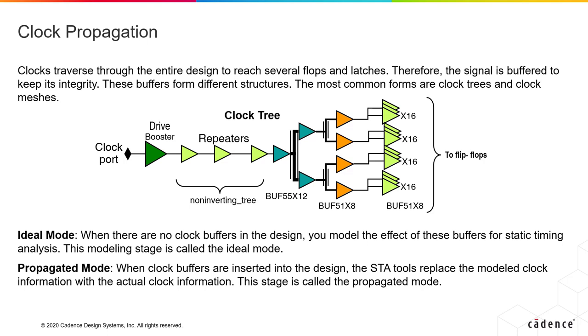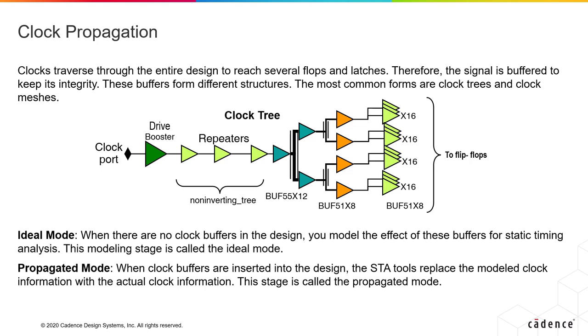The most common forms are known as clock trees or clock meshes, and so you would see different types of buffers along the clock tree and/or clock mesh. These are generally referred to as clock trees. You might start out with a drive booster and a bunch of repeaters, then different kinds of buffer strengths placed along the length of the tree traverses to reach the flops or latches.